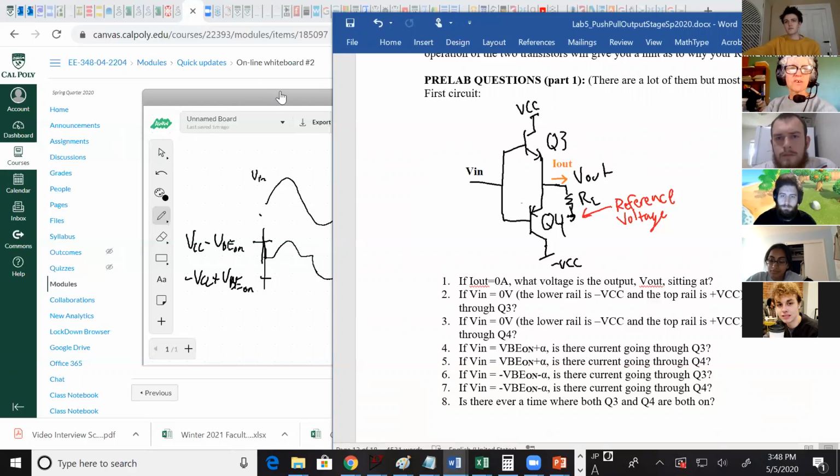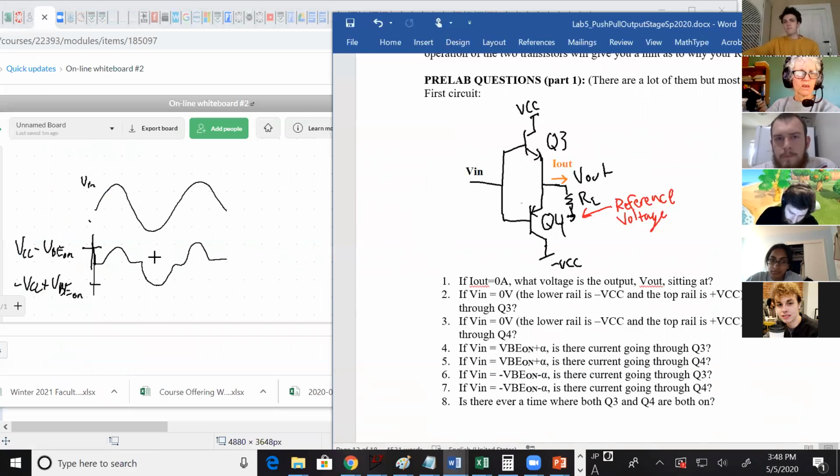So if you go a little bit farther over, then it's flat for a while. When does this turn on? When does it start going down? Yeah, when Vn is minus VB on. And now Q4 turns on, Q3 turns off. So now you have Vn going into the base of Q4 up through a resistor to ground. But notice that the bottom of Q4 is at minus VCC.